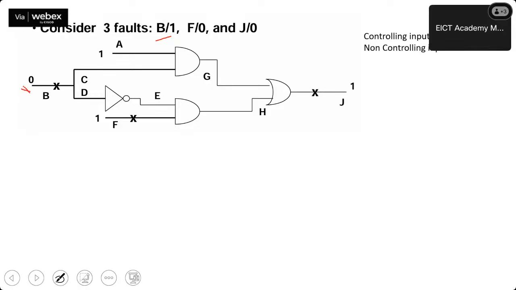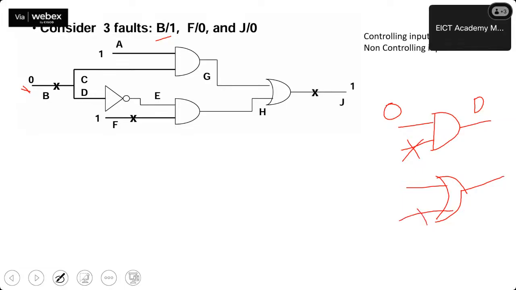So this is the activation. Yesterday we discussed controlling and non-controlling inputs. The controlling input is the input which controls the output. For example, for an AND gate, if I have one input 0, I don't care about the next one, I will be getting 0. For an OR gate, if I have 1 at one of the inputs, I do not care about the other input, and irrespective of that, I will be getting 1 at the output. So the controlling input for AND gate and NAND gate is 0. For OR gate and NOR gate, the controlling input is 1. The other is non-controlling.